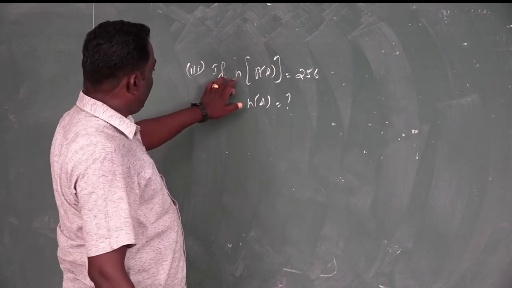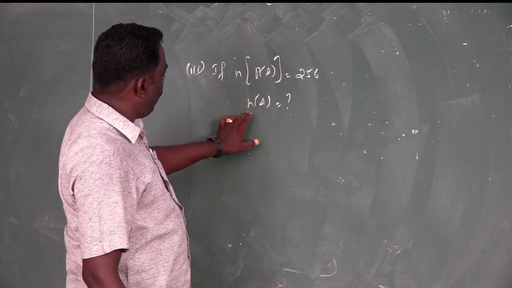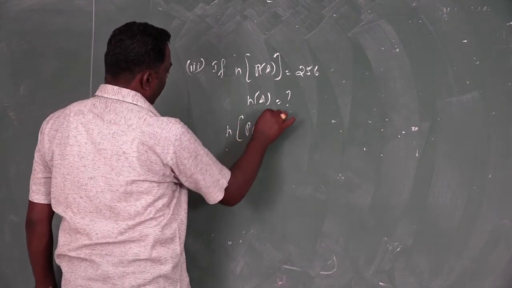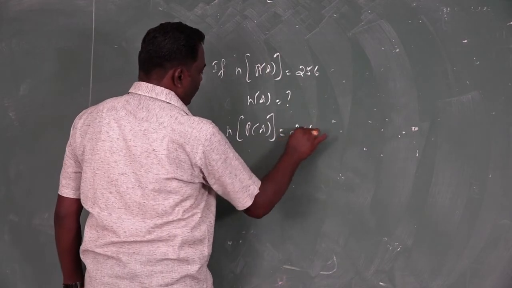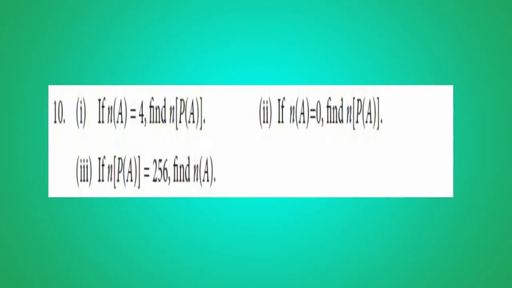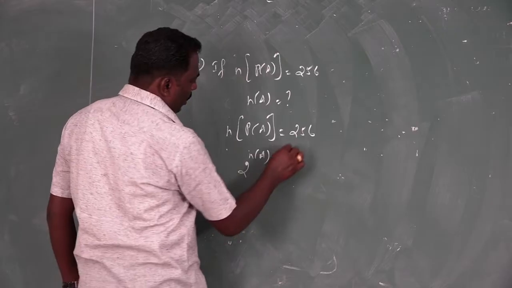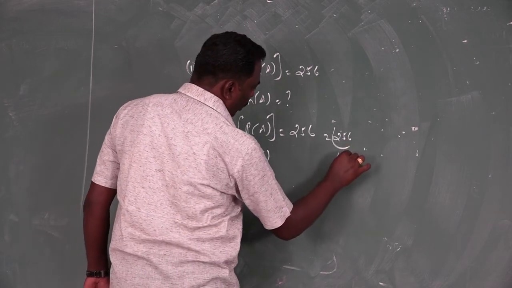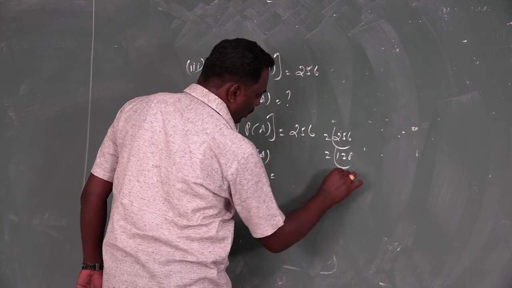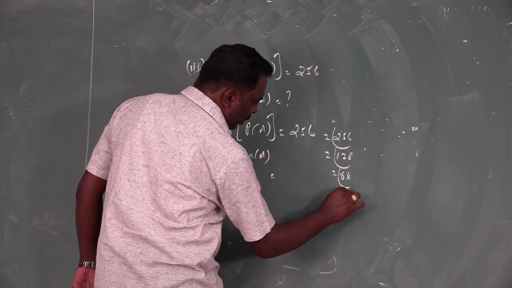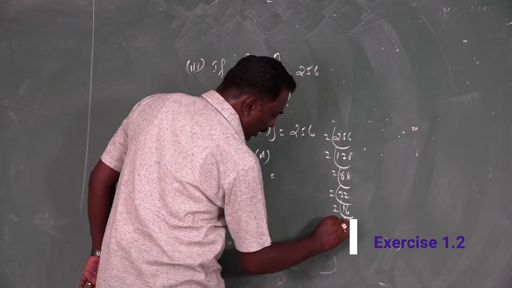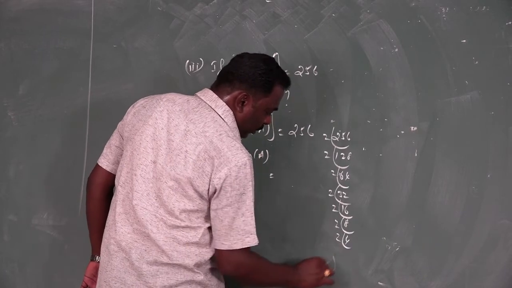Okay. Third one: if n of P of A is equal to 256, find n of A. We know the formula: n of P of A is equal to 256, given. We know the formula n of P of A equals 2 power n of A. For n of A, we want to factorize 256. Factorizing by 2, one time, 2 times it is 8. Again factorized by 2 it is 64. Again factorized by 2 it is 32. Again by 2 it is 16. Again by 2 it is 8. Again by 2 it is 4. Again by 2 it is 2.